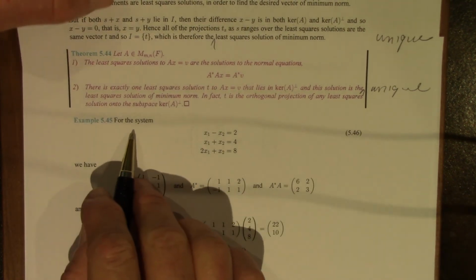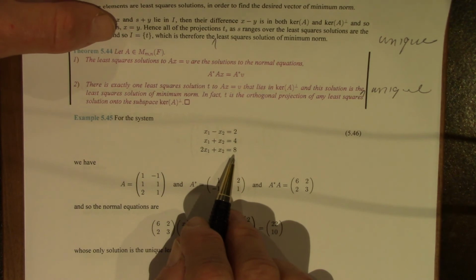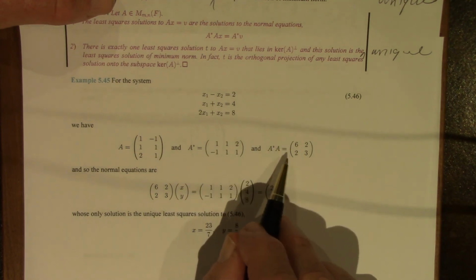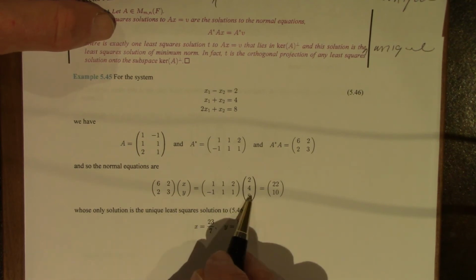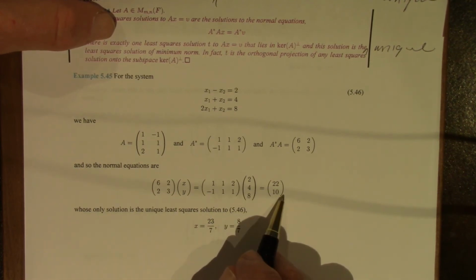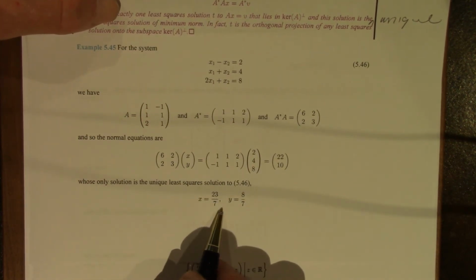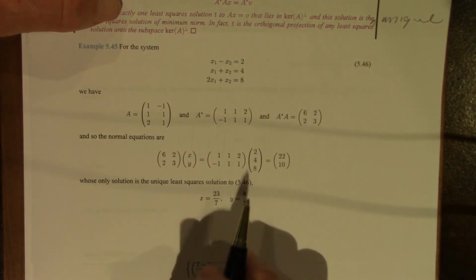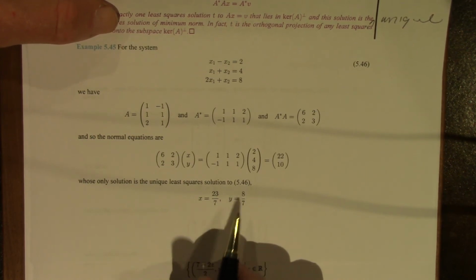Now it's time for examples. Here is a system, 3 equations and 2 unknowns. This is the matrix of coefficients. This is its adjoint. We need this product to create the normal equations, which look like this. And this side can be simplified. This system has only one solution, so it is the least squares solution. It's the only least squares solution to this system, which is inconsistent. And therefore, of course, it's the least squares solution of minimum norm.